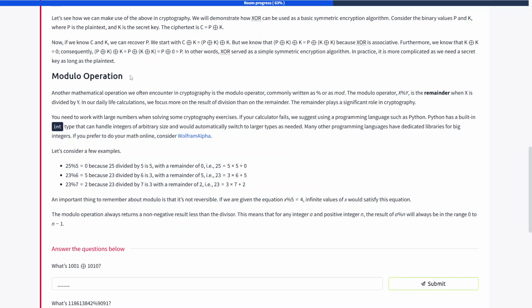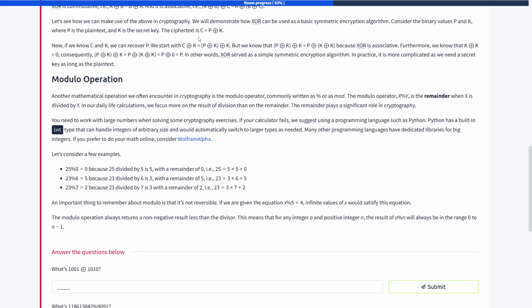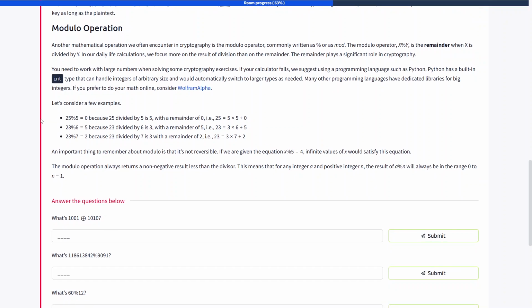Therefore, as long as we have the key and ciphertext, we would get the plaintext using the XOR operation, provided the ciphertext is also an operation of XOR. Let's move on to the next, modulo operation.